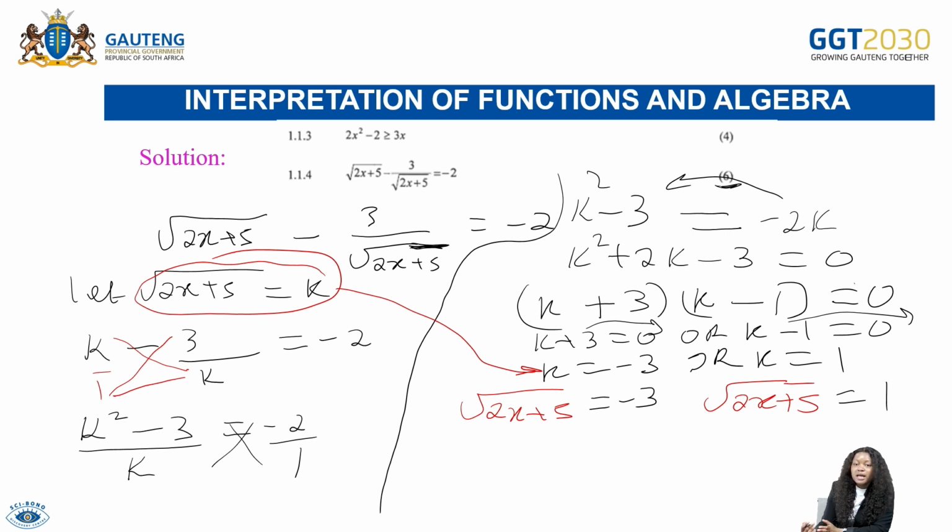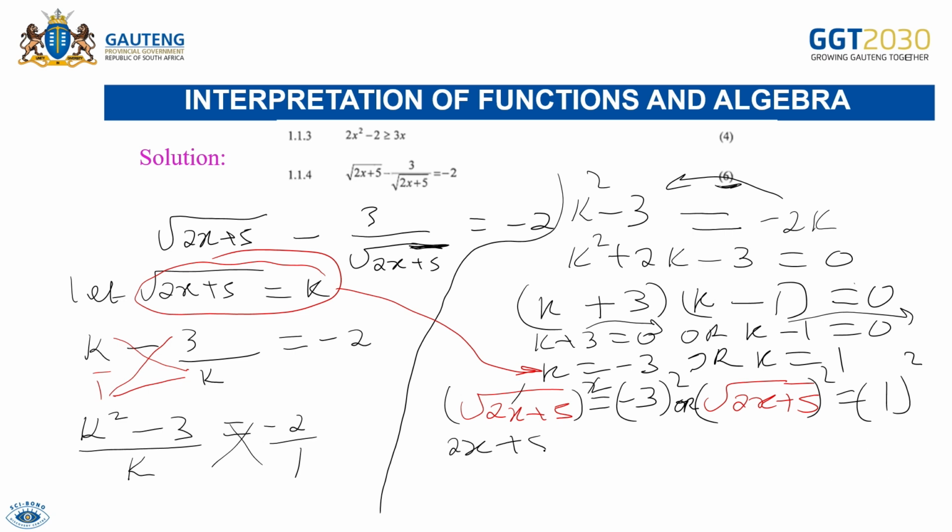Then now you've got a surd equation. A surd equation, how do you solve it? You have to remove that square root. How do you remove the square root? You'll have to square both sides. There is an "or" in between. So if I square this side, the square root will cancel the square. Then I'll have 2x plus 5 equal to negative 3 squared.